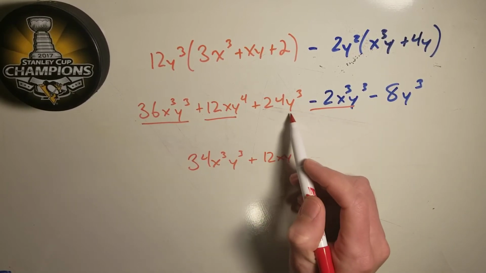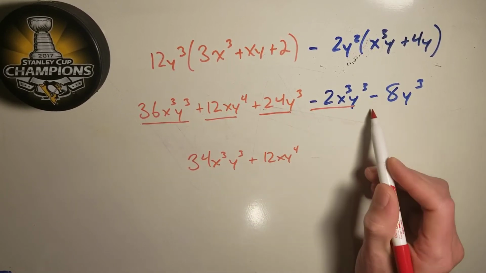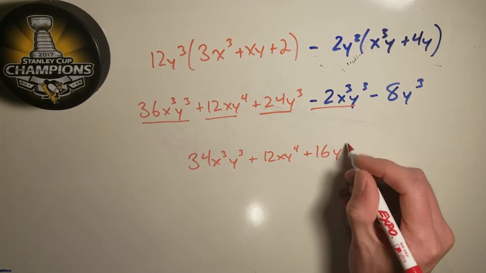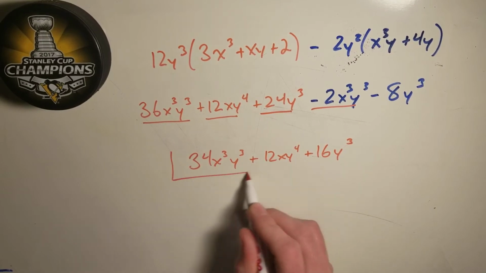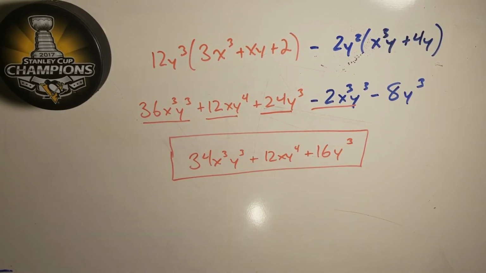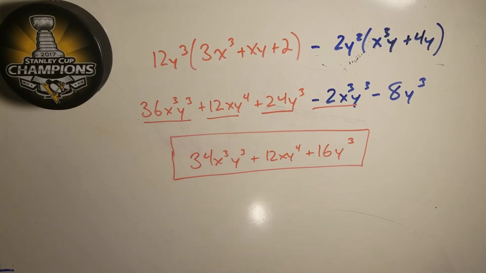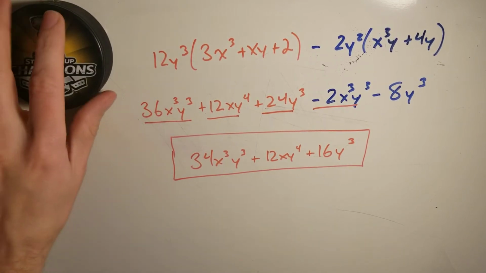Now next we're looking for any y cubes. We have 24, and we're subtracting 8 away. So we're going to have plus 16y cubes, and this would represent the area of the red section of the figure that we have.